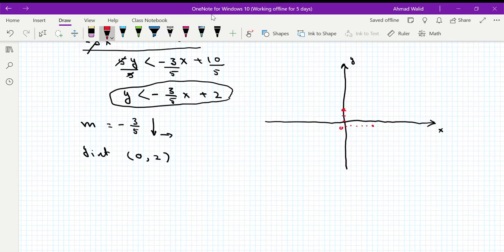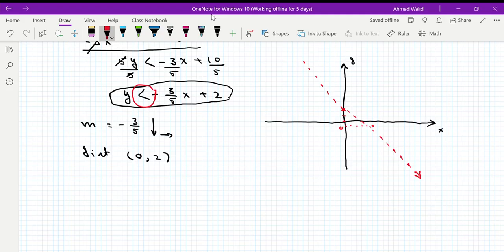This point. Now I am graphing the line, right? I'll focus on this sign. I have less than, it means I have to graph a dashed line. Correct? This is my line. I graph a dashed line.